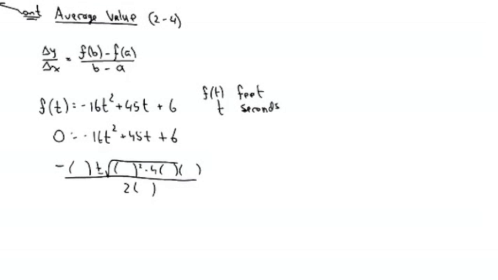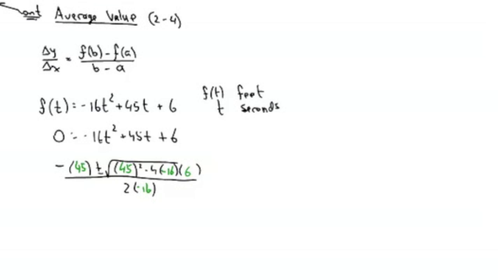Didn't want to use it, but you remembered it. So in this case, what's b equal to? 45. Put that here, put that here. A, negative 16. Make sure you bring the sign with it. And C, it's just 6. And then A, of course, again, is negative 16.